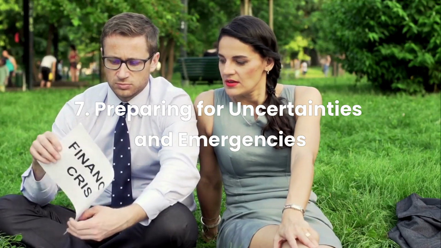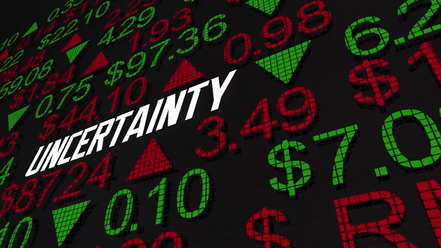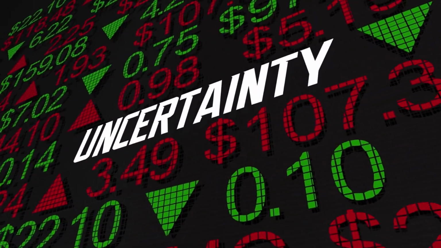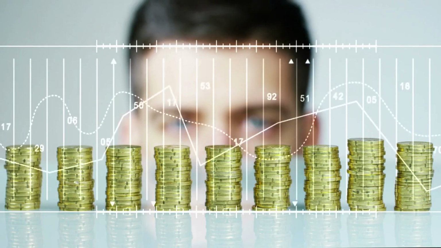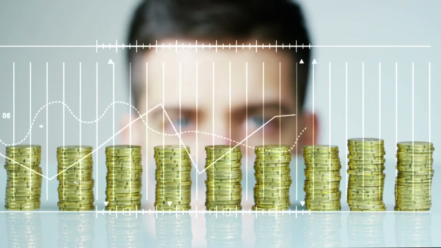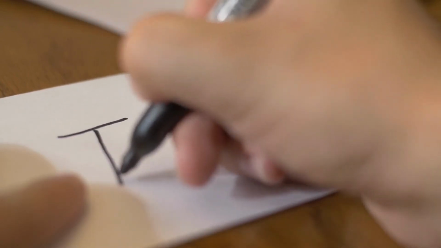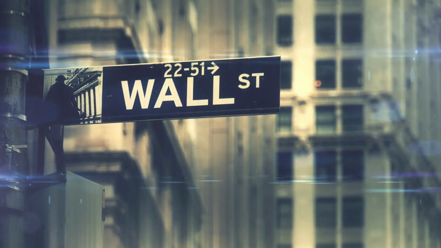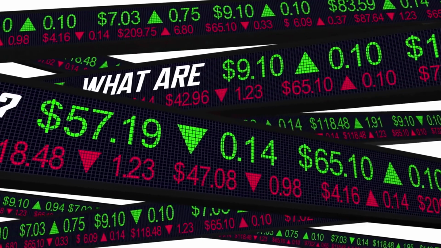7. Preparing for uncertainties and emergencies. Setting realistic investment goals also involves preparing for life's uncertainties. Unexpected events such as job loss, health emergencies, or economic downturns can disrupt your financial plans. Having a well-funded emergency fund, typically covering 3 to 6 months of living expenses, acts as a financial buffer that prevents you from prematurely withdrawing investments, which could undermine your long-term goals.